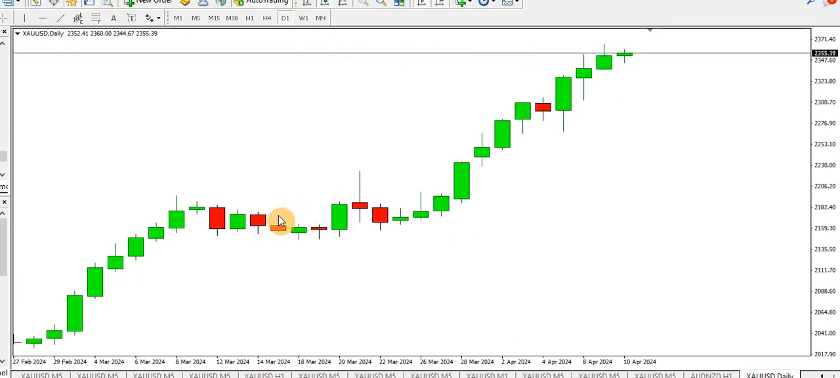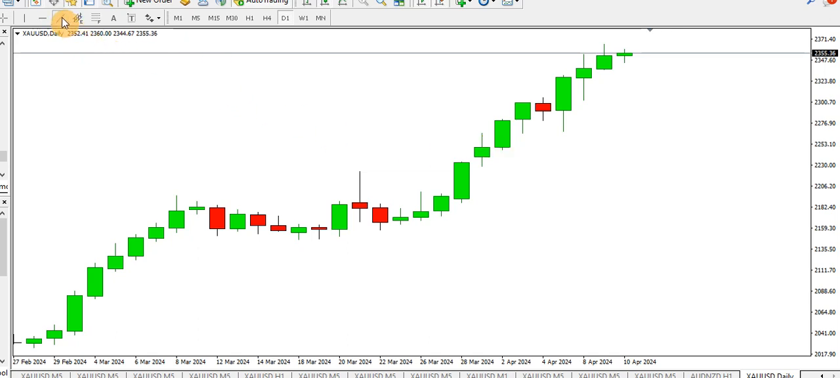We can see very few red candles. We can see 1, 2, 3, 4, 5, 6, 7 red candles showing the places where the sellers or the bears showed up, which is very few, but most of the candlesticks on the chart are green, showing that the buyers are fully in control of this current market on the daily time frame.